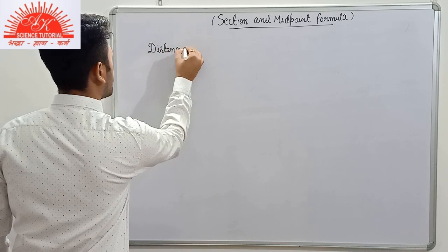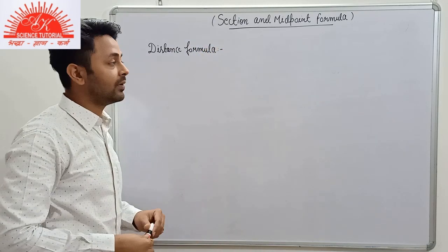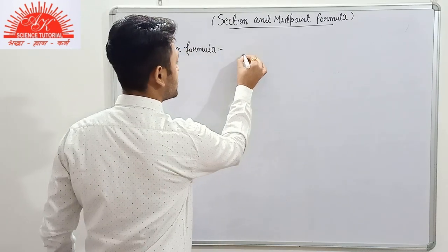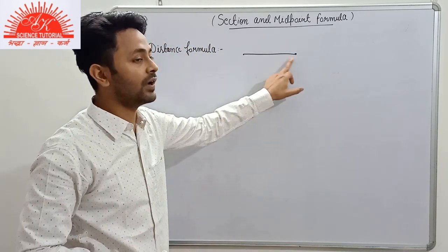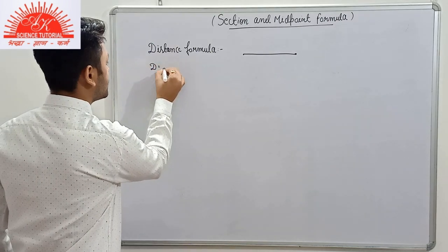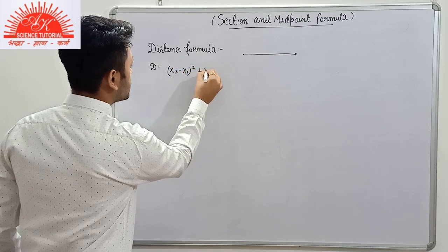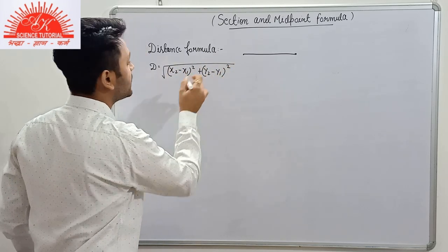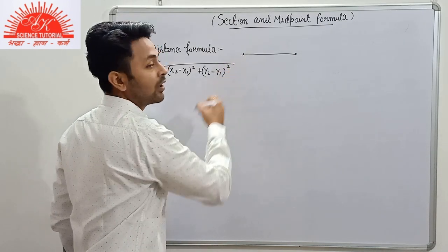Distance formula. In the distance formula, we have been given a formula to calculate the distance between two given points. What was the distance formula there? The distance formula was the square root of (x2 minus x1) whole square plus (y2 minus y1) whole square. By using this formula, we were calculating the distance between two given points.